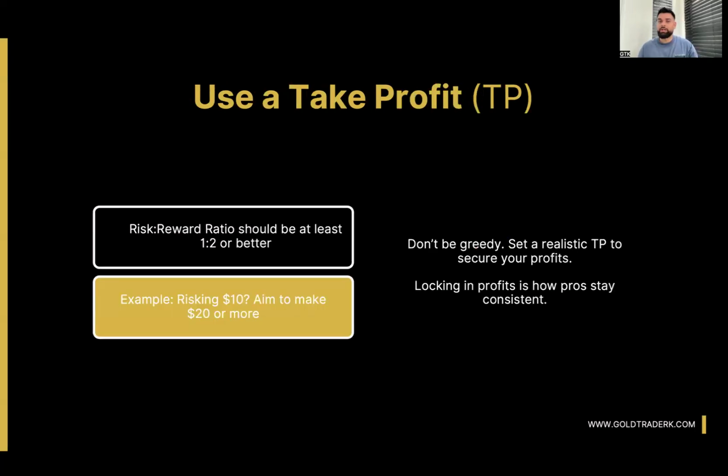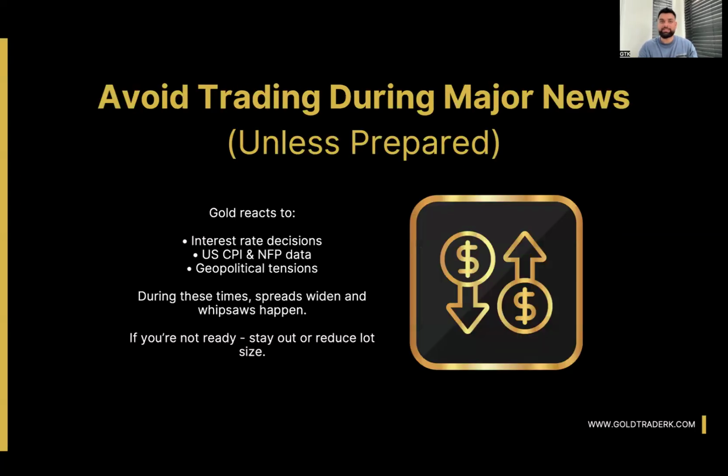Use a take profit. Risk reward ratio should be at least 1 to 2 or better. Example, risking $10 to aim for $20 or more. Don't be greedy. Set a realistic TP to secure your profits. Locking in profits is how pros stay consistent.